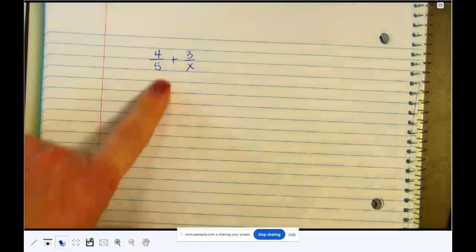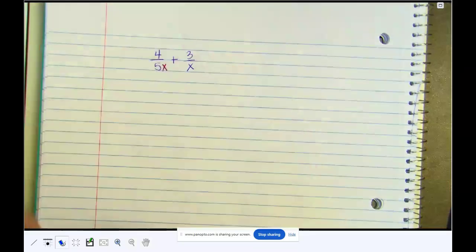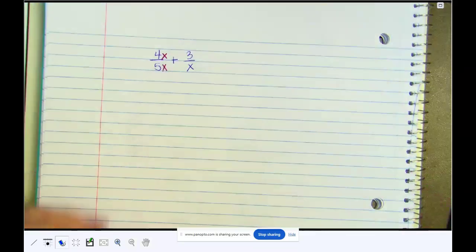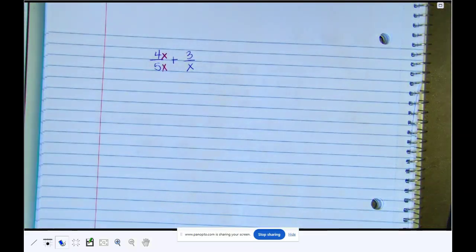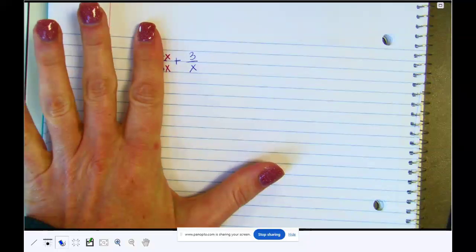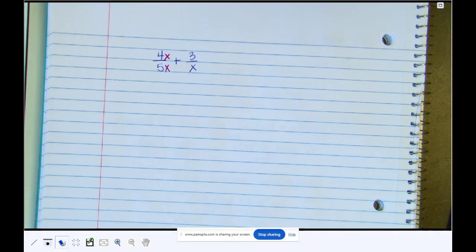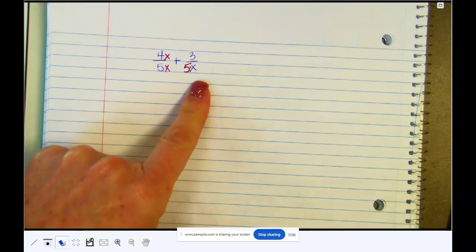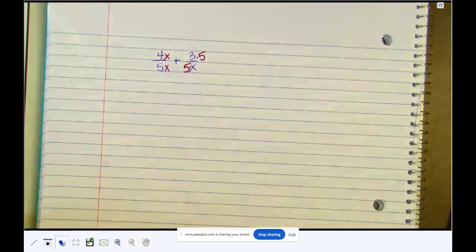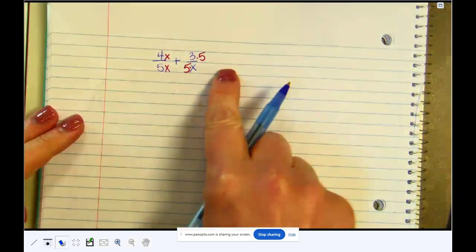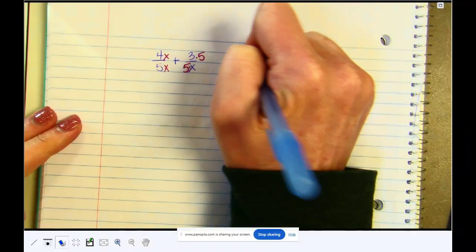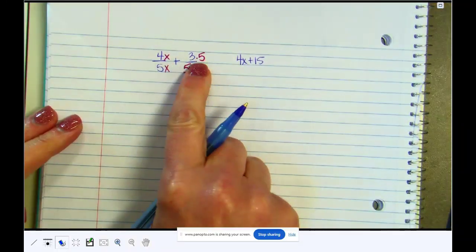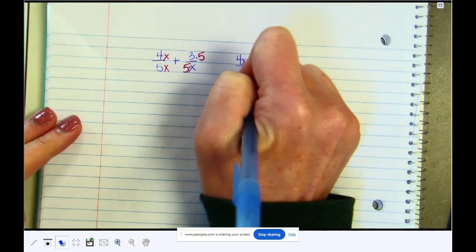If we're going to make the common denominator 5x, I need to put an x here. If I put an x there, I also have to put an x on the top, because x divided by x is 1, and you can always multiply something by 1. If I want this to be 5x here, then I also have to multiply the top by 5. Then when I add them, it's 4x plus 15, because 3 times 5 is 15, all over 5x.